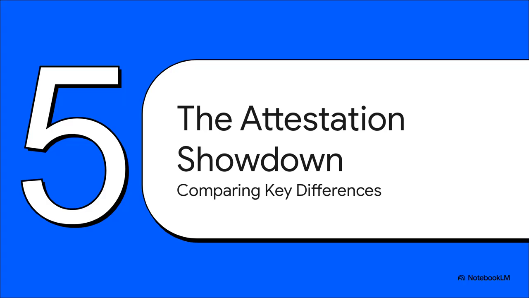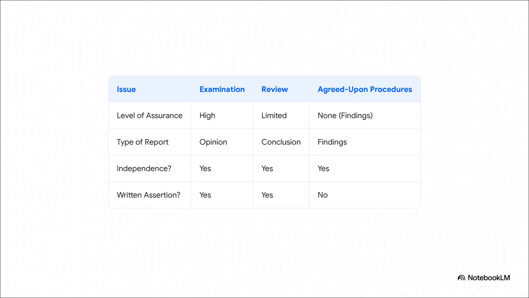Okay, now for the main event. Let's put all 3 of these side by side to really hammer home how they stack up. Honestly, this comparison is probably the single most important part for your exam. This table just lays it all out perfectly, doesn't it? You can see that beautiful, clear step down in the level of assurance. It goes from high to limited all the way down to none. And the type of report follows that exact same pattern: opinion, conclusion, and then just findings.